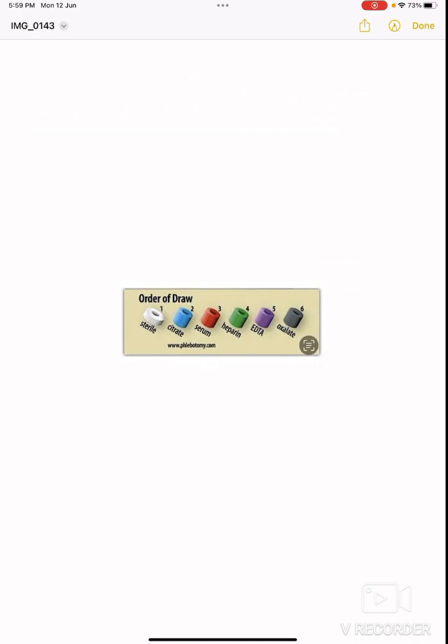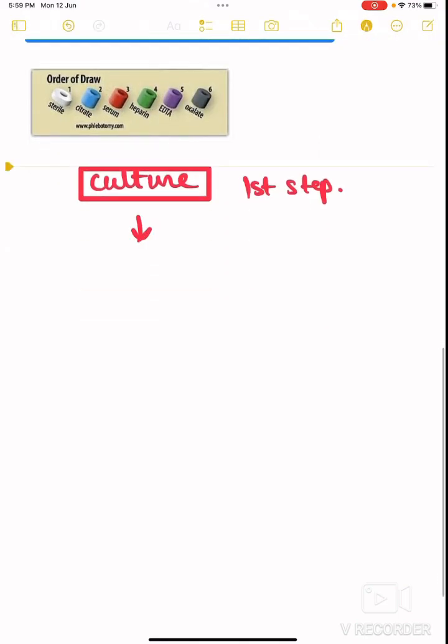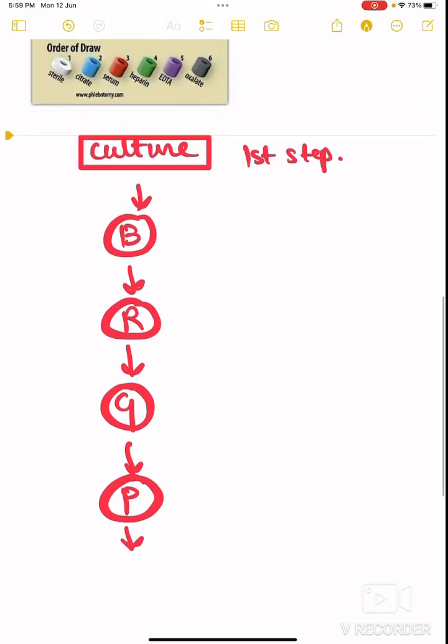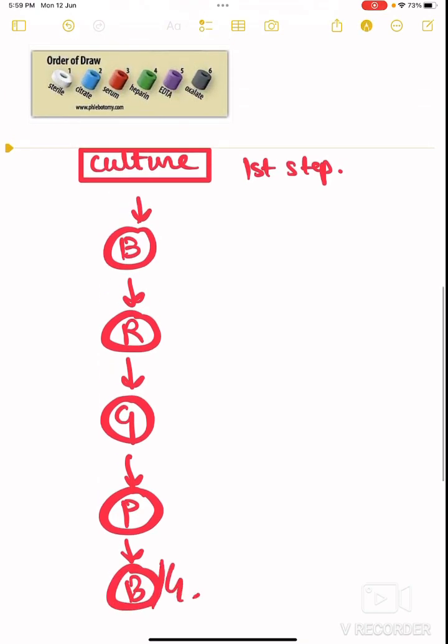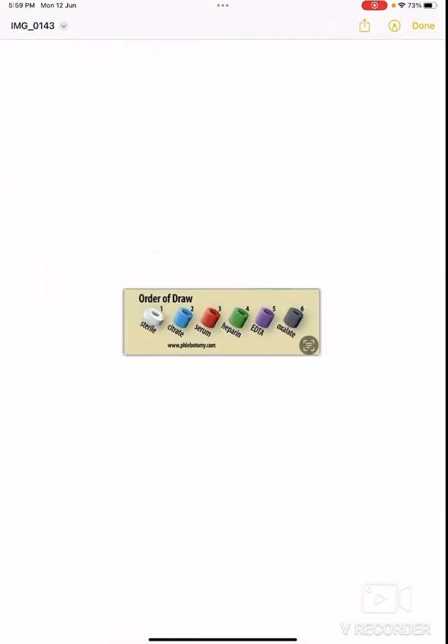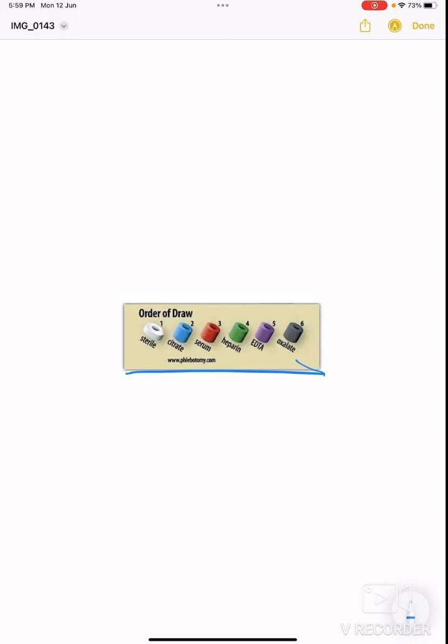Then after culture, I will fill the blue vial, then the red vial, then the green vial, then the purple vial, and lastly the black vial. Okay, black vial or gray vial. So this is the sequence. As you can see over here, this is the original sequence and you have to remember it.